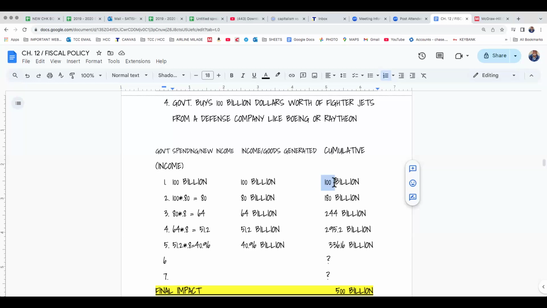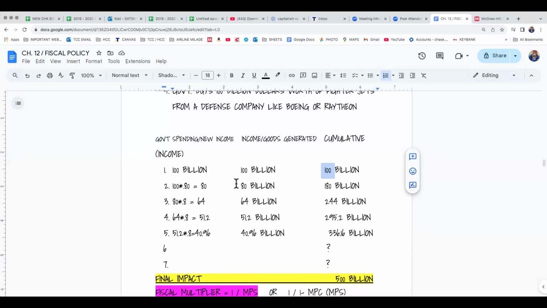So government spends $100 billion. Boeing employees get $100 billion. When they in turn spend money, it becomes income for Walmart employees, Kmart employees, Amazon employees, $80 billion. When their employees get money, they spend 80%. They create another income for other people, which is $64 billion. So this is just accumulated.